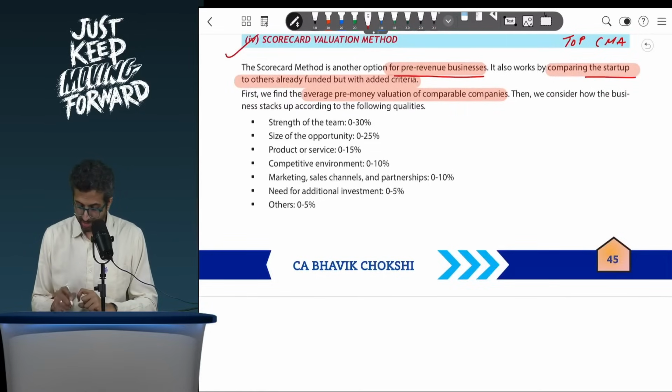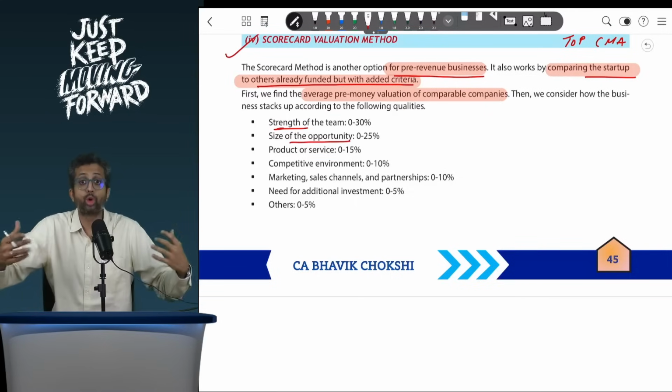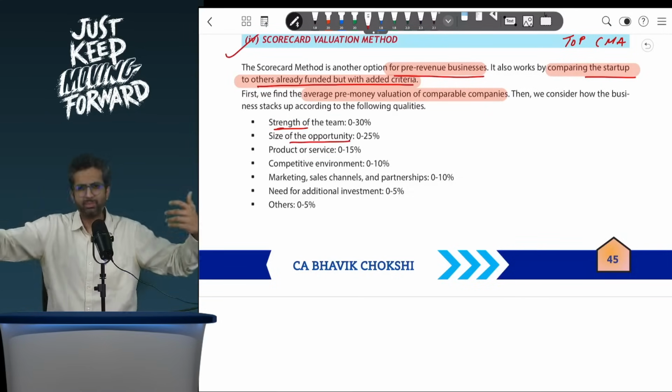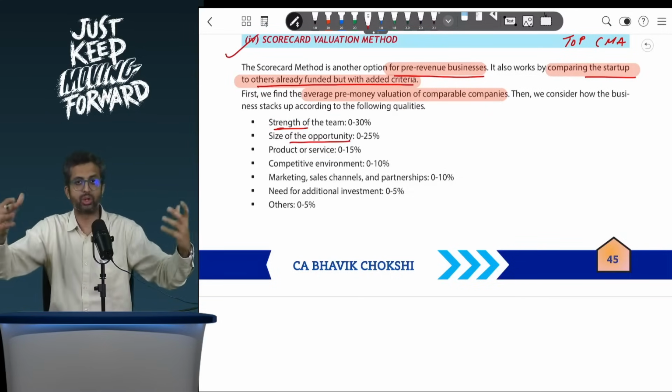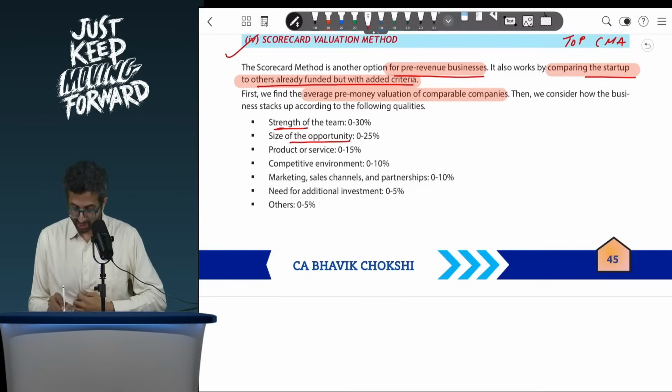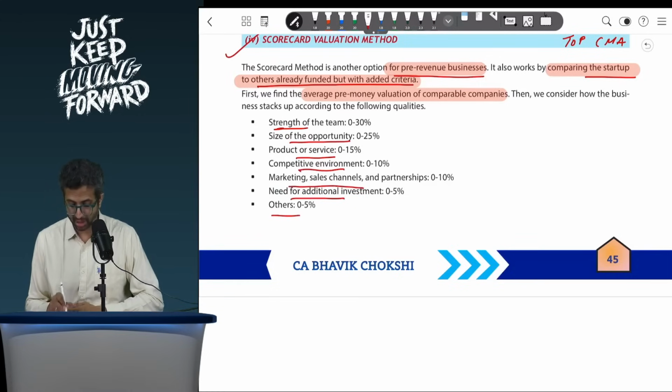It works by comparing the startup to other already funded startups. So what are the criteria? The strength of the team, the size of the opportunity. You can give anywhere between 0 to 30% weight to the team. Maybe you can say team is worth 20-25%, or size of the opportunity, product or service, competitive environment, marketing and sales channels, need for additional funding, and others.